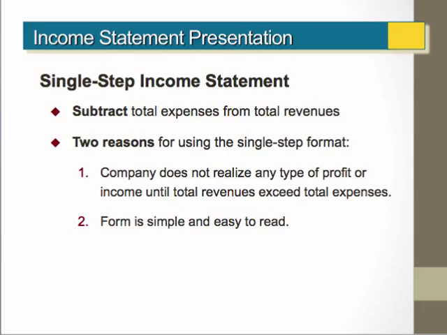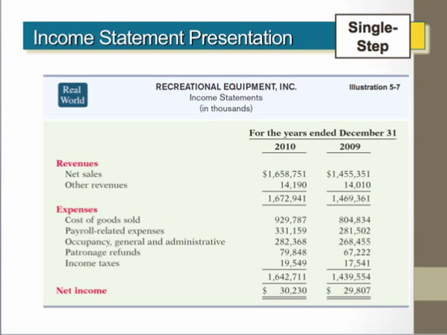The single-step income statement was relatively simple in that all we had to do was subtract our expenses from our revenues. It was simple to provide and it was simple to read. As you may remember, this was the format for a single-step income statement, taking your revenues, subtracting your expenses, and then obtaining your net income.